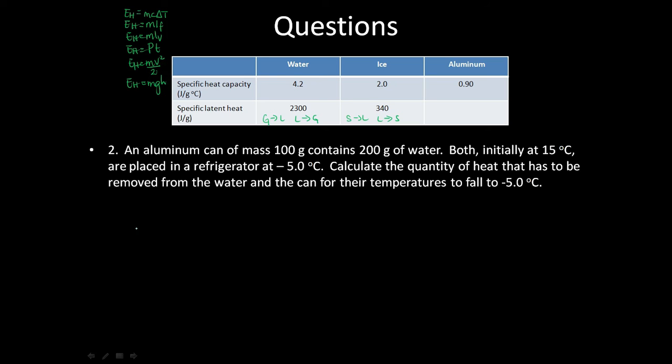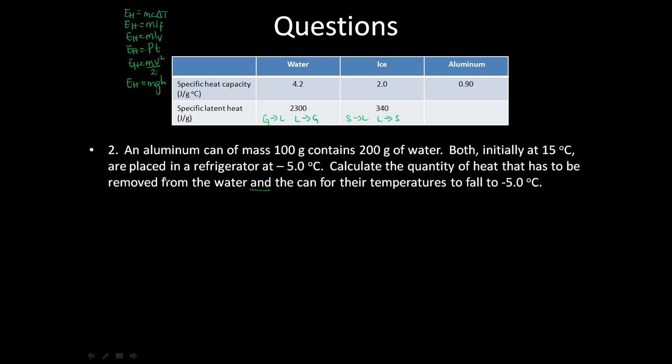Now, an aluminum can of mass 100 grams contains 200 grams of water, both initially at 15 degrees Celsius, and they are placed in a refrigerator at negative 5 degrees Celsius. Calculate the quantity of heat that has to be removed from the water and the can for their temperatures to fall to negative 5 degrees Celsius. So we have two things to look at: the can and the water. We always look at what they give us. They gave us aluminum and water, so we have to look at these two.